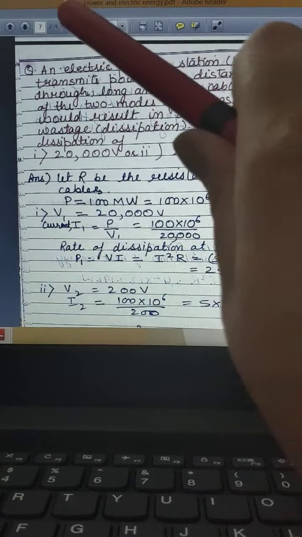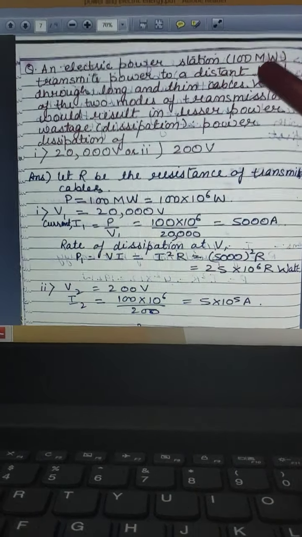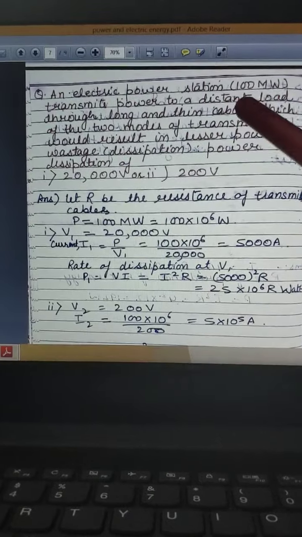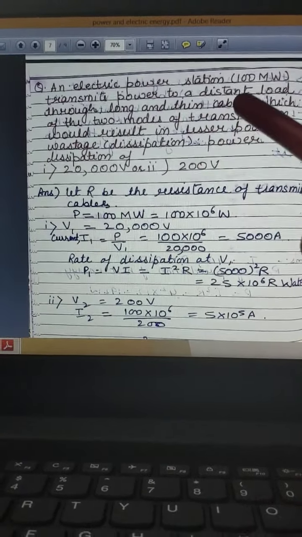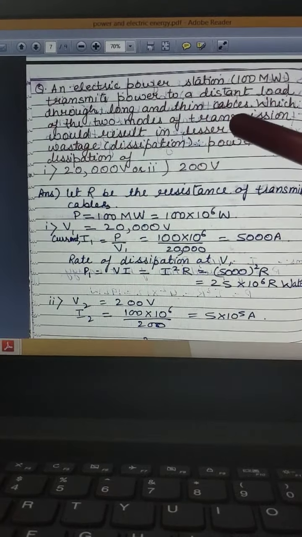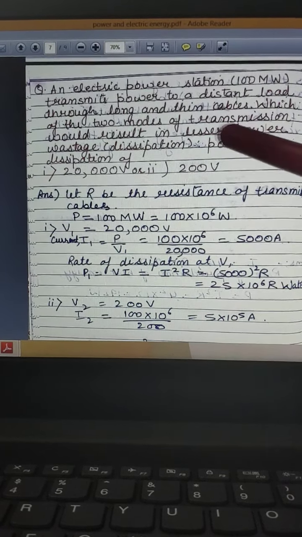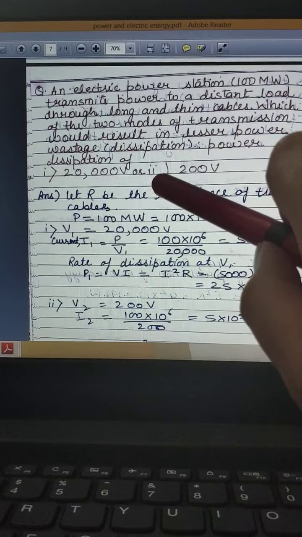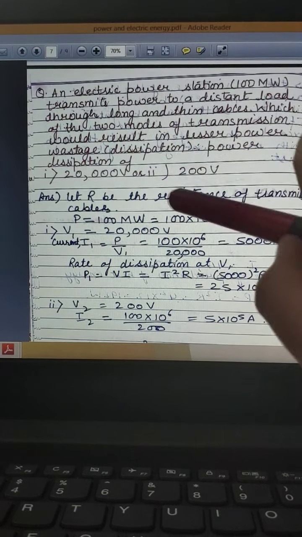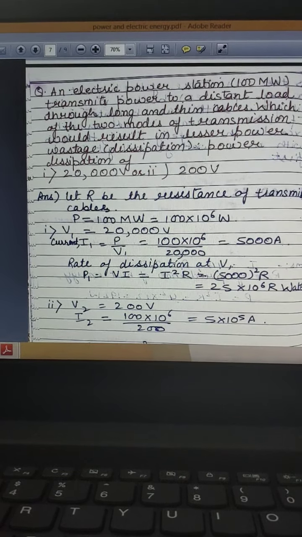So I will repeat the question. An electric power station of 100 megawatt transmits power to a distant load through long and thin cables. Which of the two modes of transmission would result in lesser power wastage? That is, transmission at 20,000 volt or at 200 volt. So let us solve this numerical.